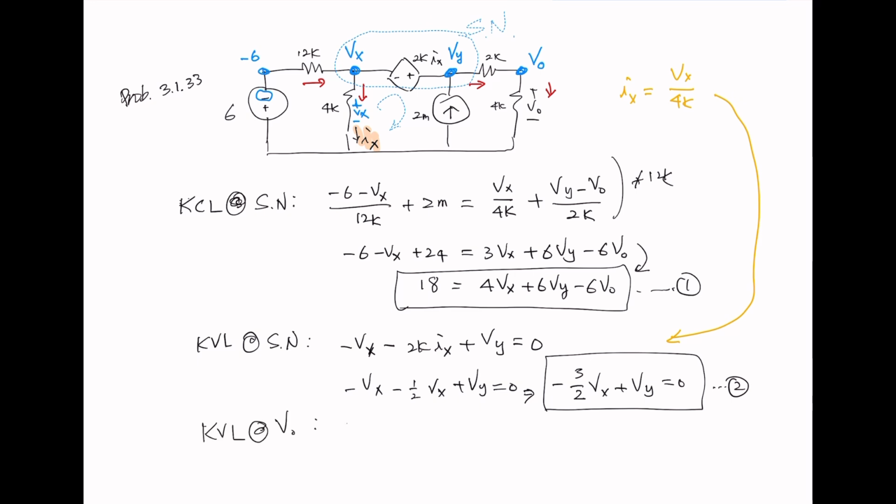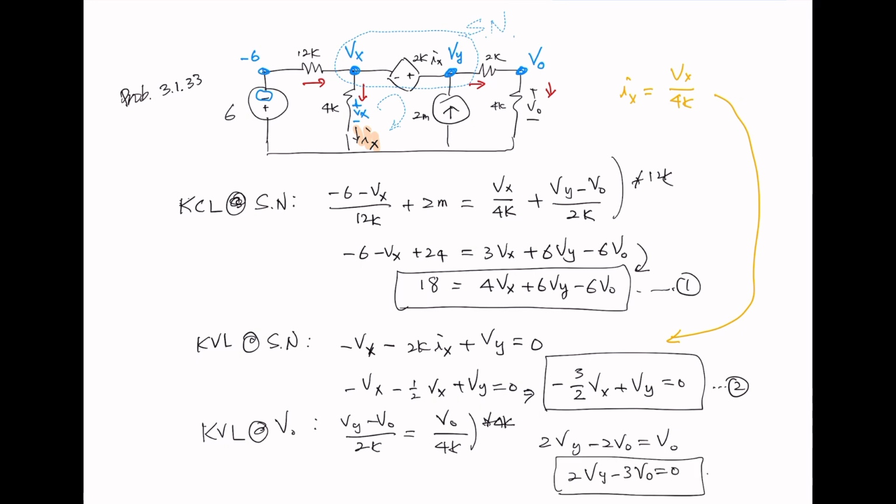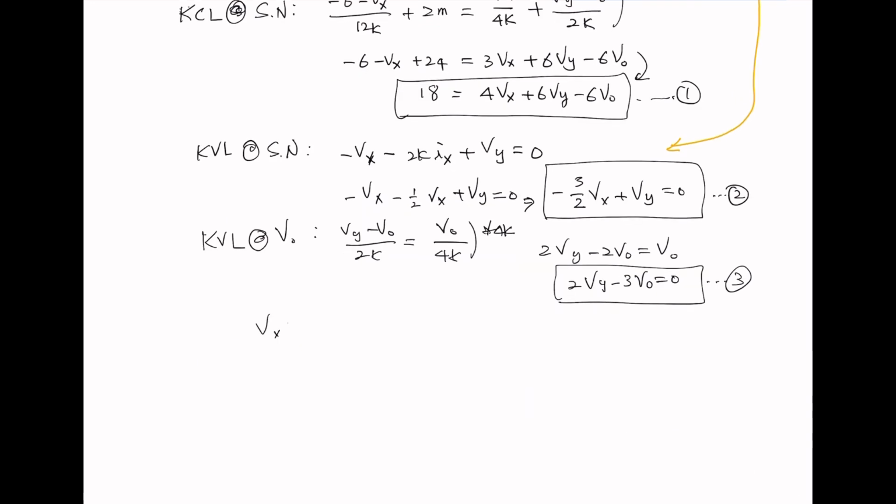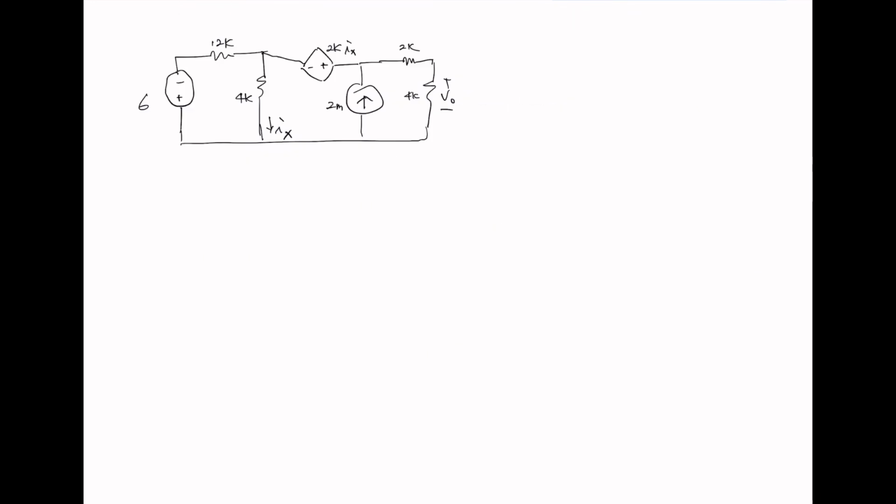Then we have entering, Vy minus V0 over 2K, equals leaving, V0 over 4K. If you multiply by 4K, we have 2Vy minus 2V0 equals V0. Move it over, we have 2Vy minus 3V0 equals 0. That is our third equation. So using 1, 2, and 3, we should be able to find Vx as 18 over 7, Vy equals 27 over 7, V0 equals 18 over 7. That is our answer.